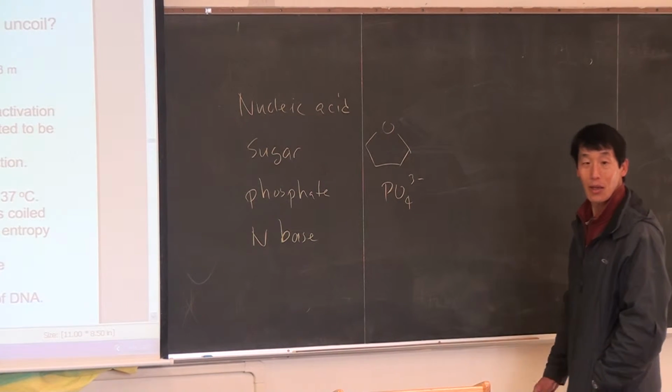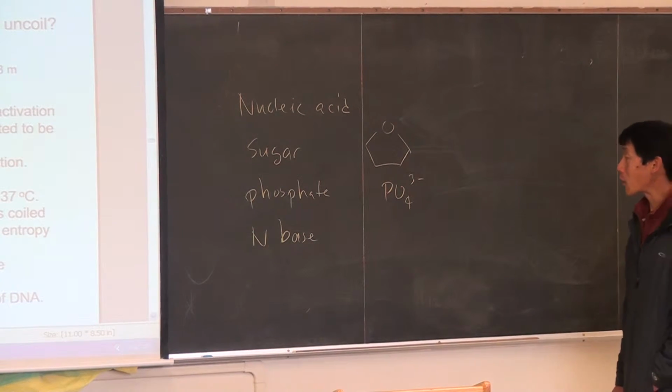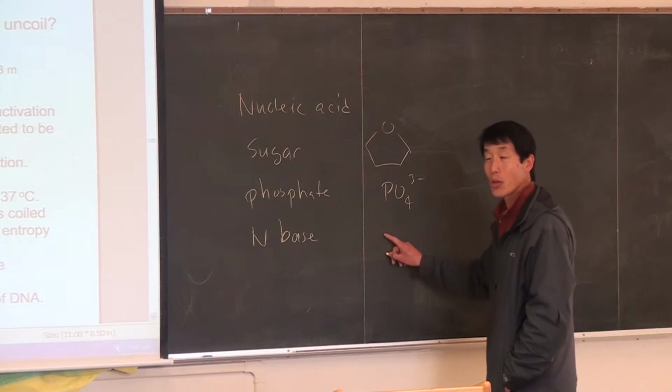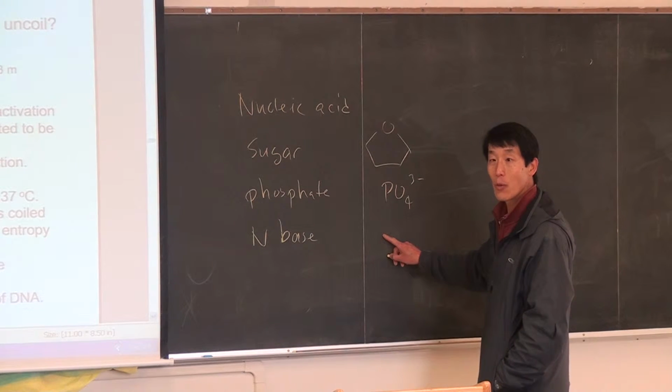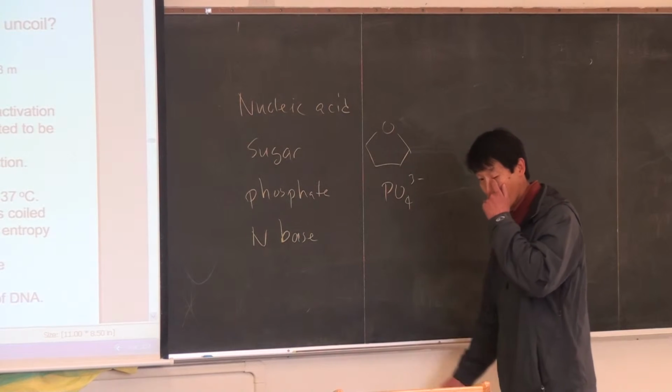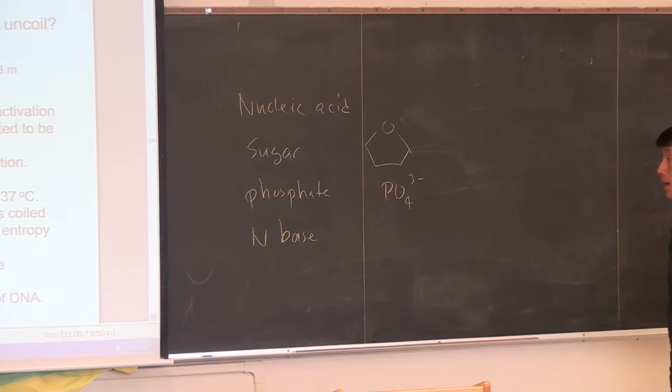Okay, so. And then the nitrogenous base depends on the type of base. There are four types in DNA. Okay, so those are held together by covalent bonds. So what holds together the DNA in its coiled state? Hydrogen bonds. Yeah, so it's going to be hydrogen bonds.